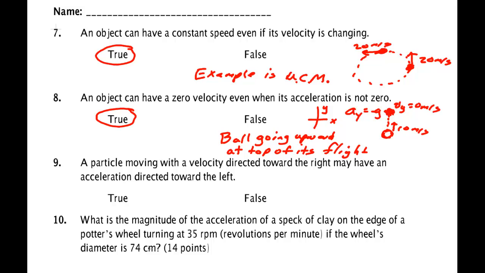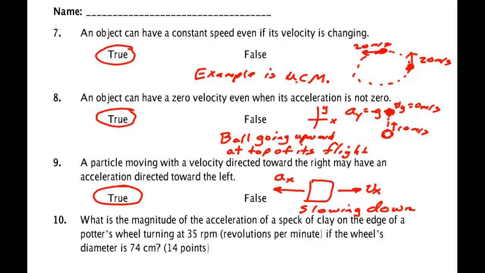A particle moving with a velocity directed toward the right may have an acceleration directed toward the left. True. So you could be moving to the right. You can have an acceleration toward the left, and you're slowing down because the acceleration points in the opposite direction of your velocity.